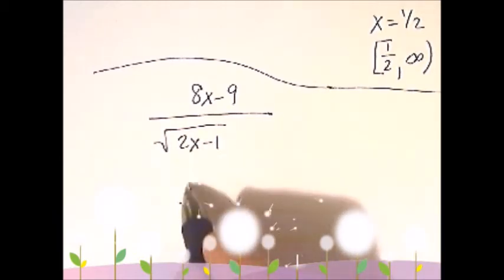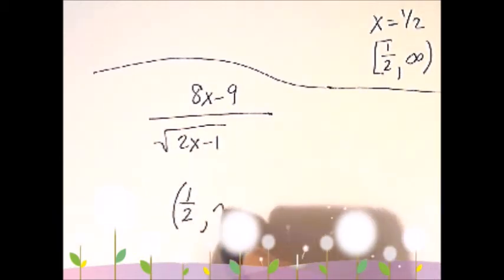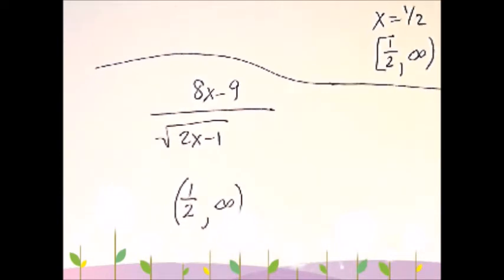So even though it satisfies the radical part, since that radical is in the denominator, you're not going to be able to use 1/2. You're going to have to put a parenthesis around it and go all the way to infinity. So if you have a radical in the denominator, you have to make sure that you abide by the most restrictive rule, which would mean you would have to be from 1/2 forward.